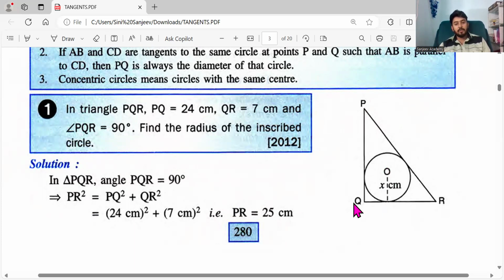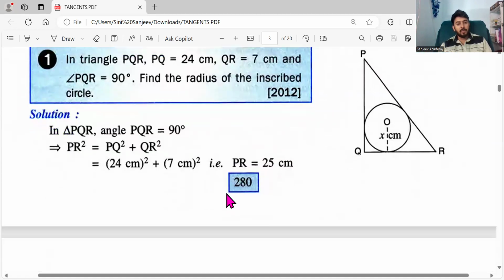Correct. So we know that this is perpendicular. And if angle PQR is 90, by Pythagoras theorem, we can find out PR, because PQ and QR are given. So PQ square plus QR square is equal to PR square, hypotenuse square. So 24 square plus 7 square is what? I'll be getting 625. So PR is equal to 25.